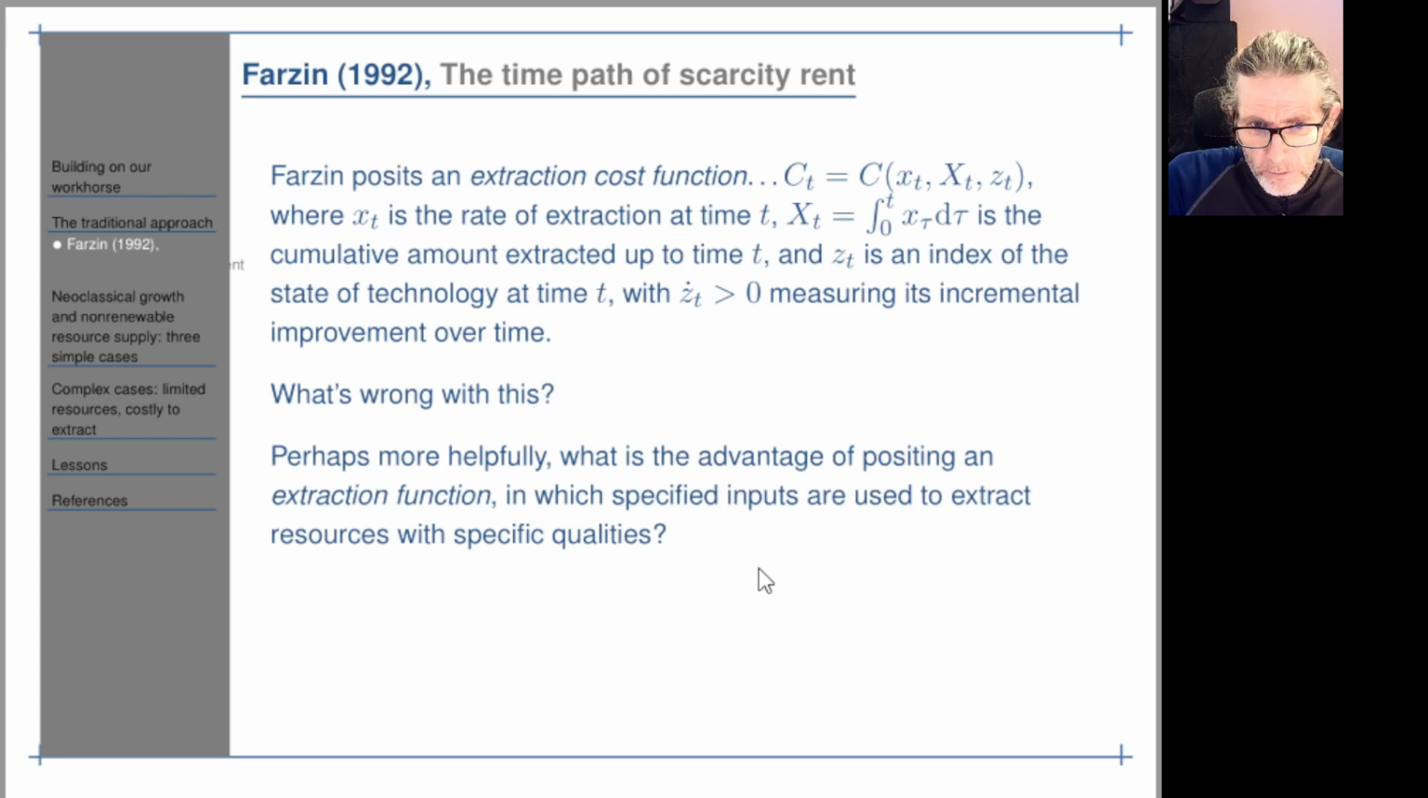So perhaps more helpfully, what's the advantage of positing an extraction function in which specified inputs are used to extract resources with specific qualities? So that's what I was just trying to explain.